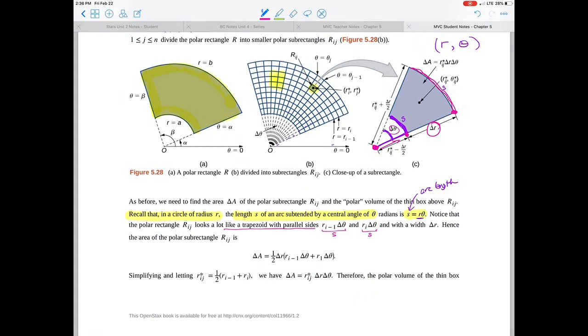Now, what is the i minus 1 and the i? The i is how many radiuses I went out. Let's say that this one over here is 1, 2, 3, 4, 5, 6, 7, 8, 9 radiuses out to the outer edge.